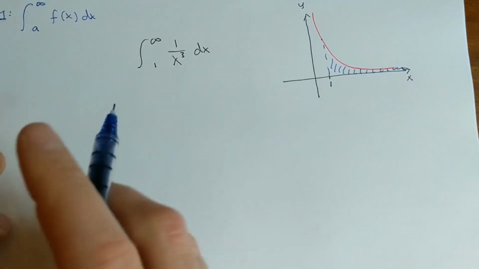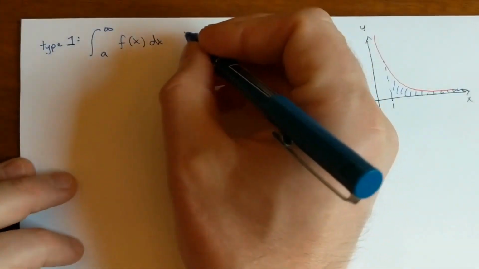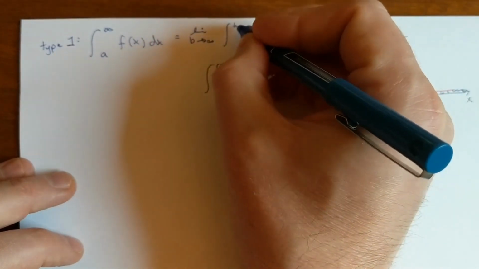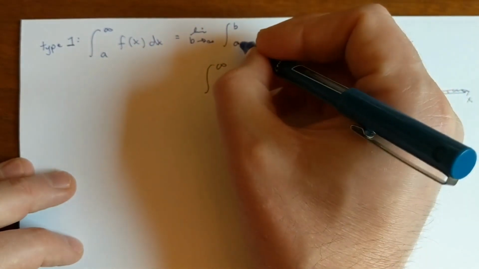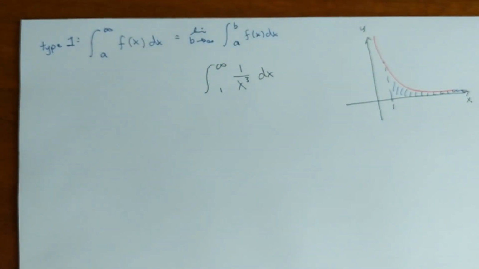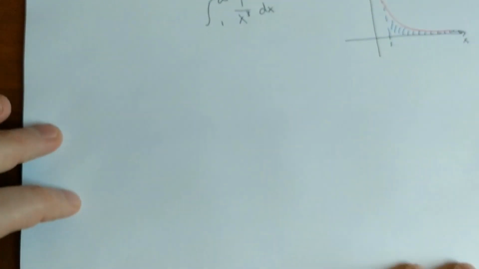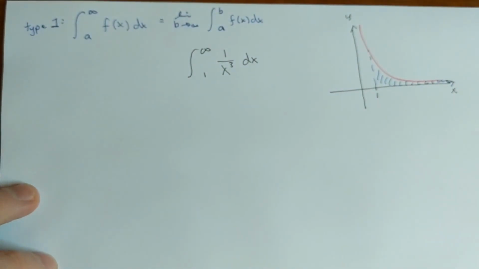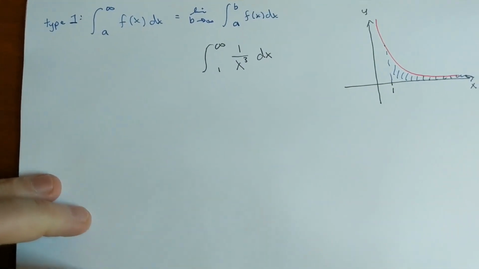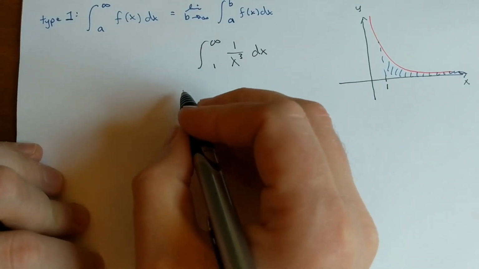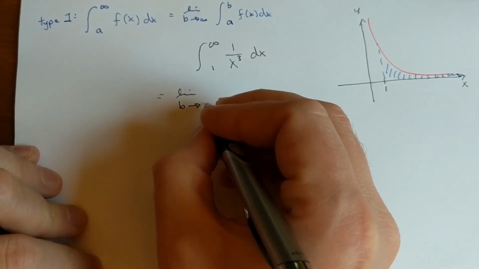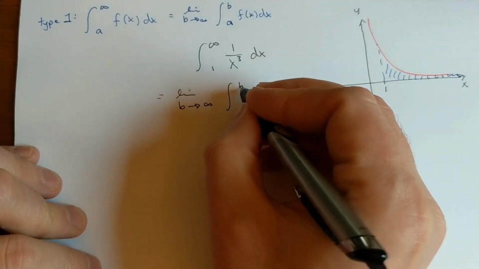So let's recall the definition. We're going to take the limit as b goes to infinity, where b is now going to take the place of our upper bound, of f of x dx. Okay, so let's see how this goes. All right, so we're going to replace our upper bound with b, and we're going to let this upper bound go to infinity.